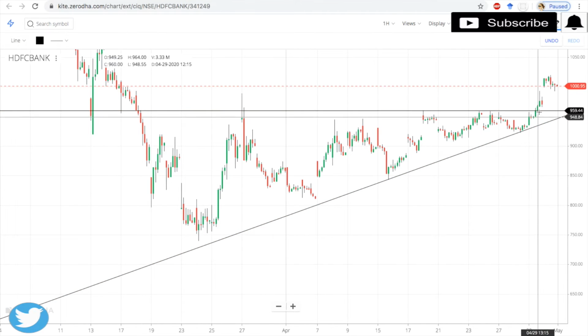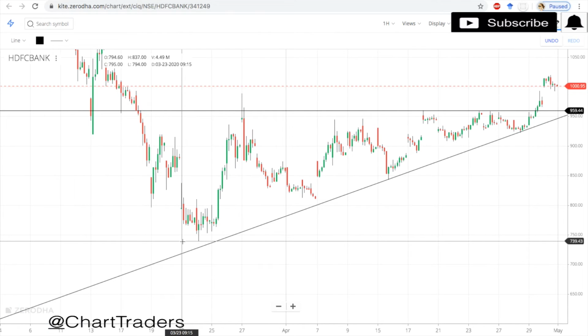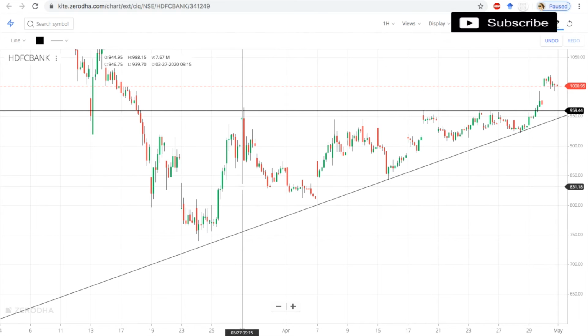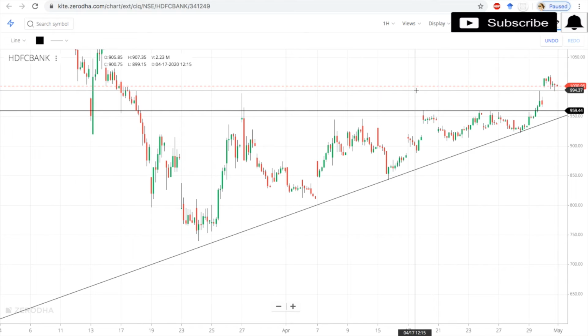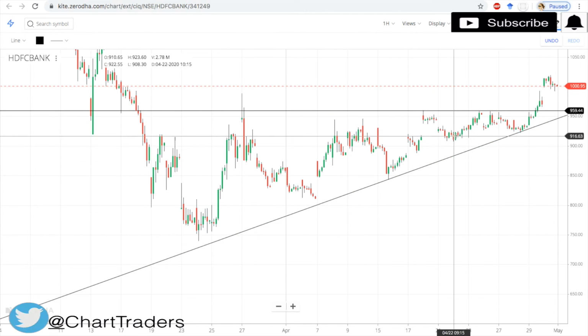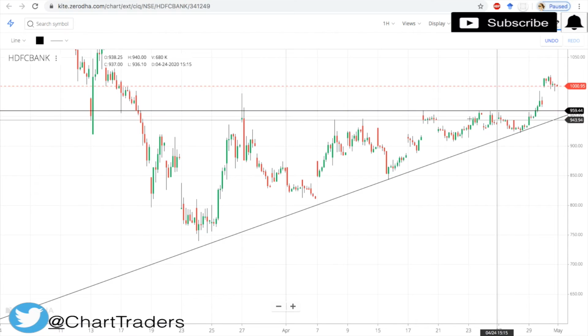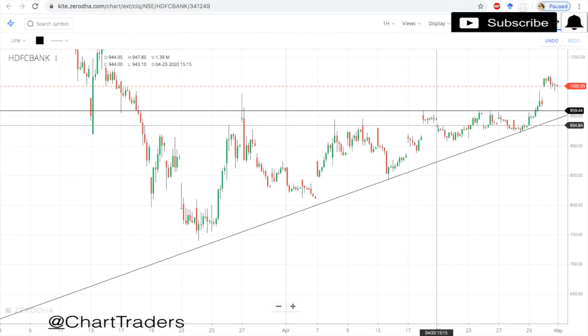Once the breakout happens, what is the target? The swing high here is 960, and the swing low is around 740. So 960 minus 740 is around 200 points. So from here, adding 200 points, around 1150 is your target. But according to your risk and reward ratio, you can book a profit. You can trade using the ascending triangle pattern.